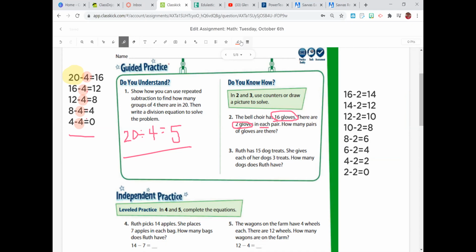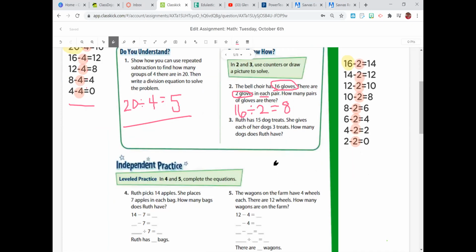You can see that my starting number, my total that I started with, the amount of gloves, was 16. And I had to give them away in groups of 2. And I gave it away 1, 2, 3, 4, 5, 6, 7, 8 times. So I started with 16. Oh, I don't think I have my division symbol in here. I started with 16. I divided them into groups of 2, and I gave it away to 8 people.